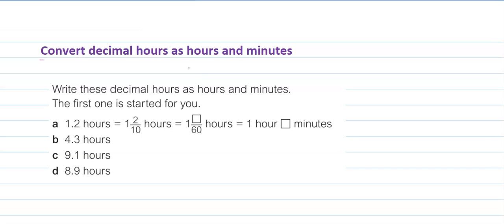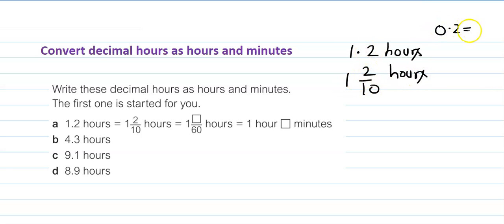So if you see here, first question, it is given 1.2 hours. So you can write down 1, and 0.2 means 2 over 10 hours. Can we write it like this? The answer is yes, because 0.2 is 2 over 10. So here we have written 2 over 10 hours.